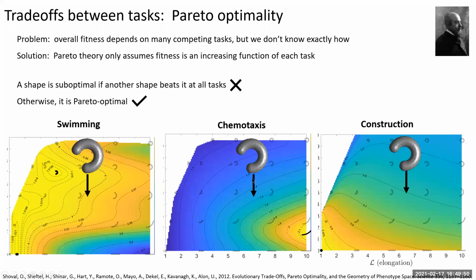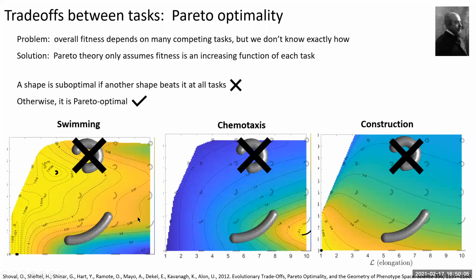If you go down in curvature for chemotaxis, you're going to improve a little bit. And if you get less curved as far as construction cost or ease of construction, that's also going to improve. So why would you be this shape if you can be down here and be better at all the tasks at once? Of course, you're going to do that. That's why this donut shape is suboptimal, and this shape down here happens to be Pareto optimal, because if you move in any direction away from this shape, you might improve in one task, but you're going to have a cost in a different task.